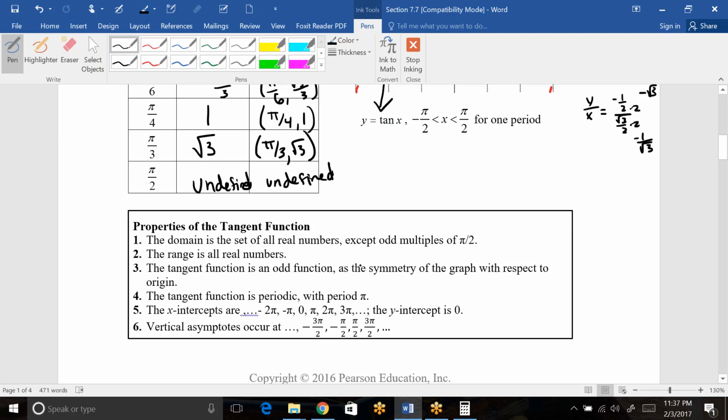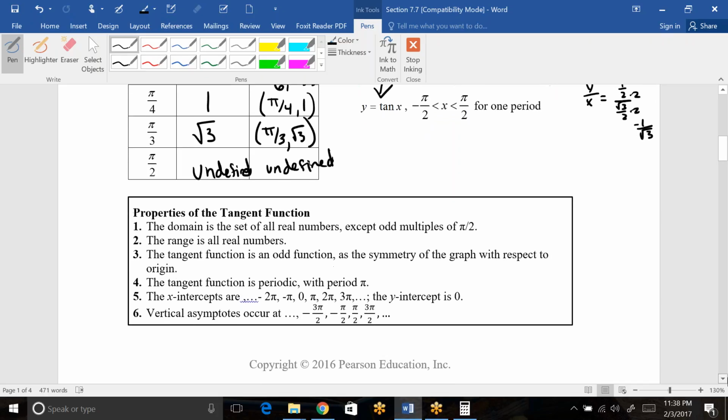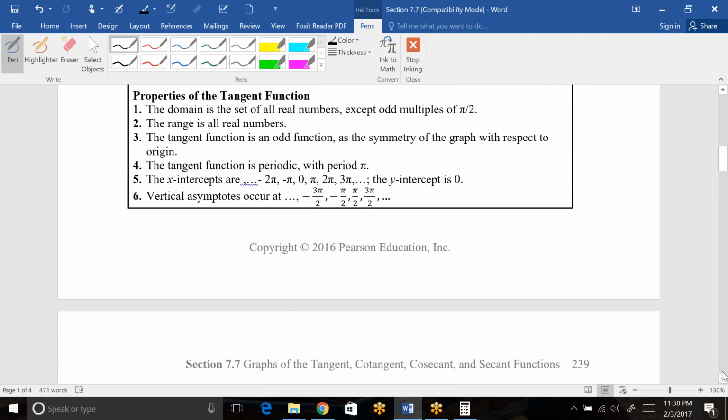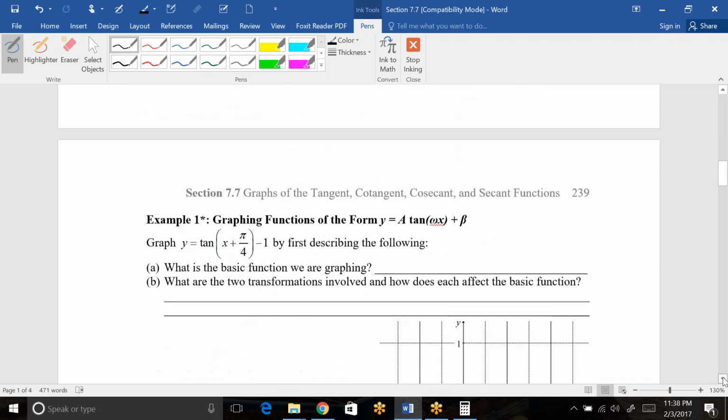The tangent function is odd, so remember it has origin symmetry. Other things to note, it is periodic with a period of pi. And then the x-intercepts, if you kept going with the graph over and over again, would be these, and it would continue. That's every pi is when you get another x-intercept. Same thing for the vertical asymptotes. And the y-intercept is at 0 because of the point (0, 0).